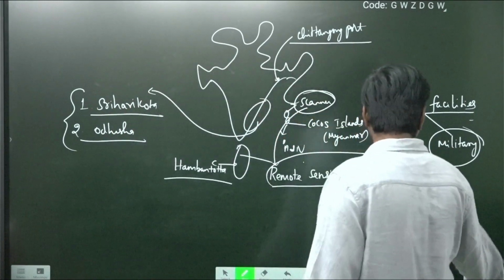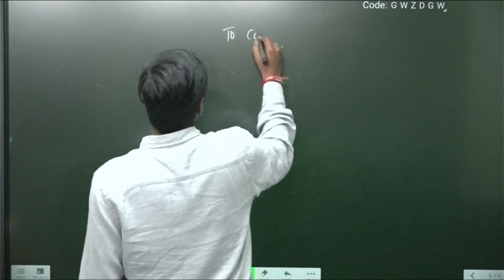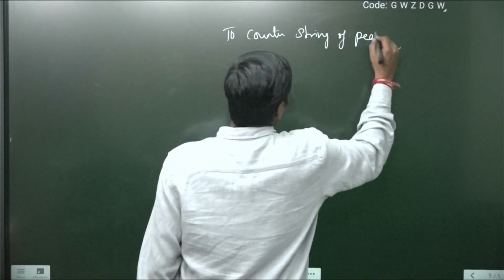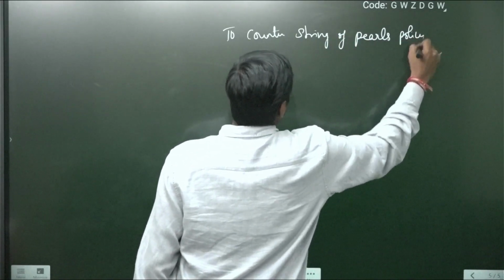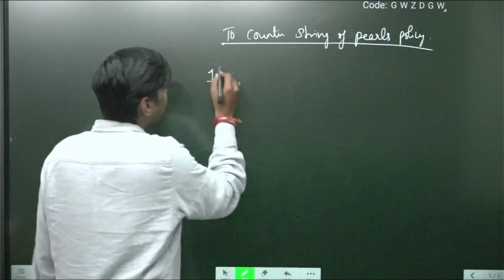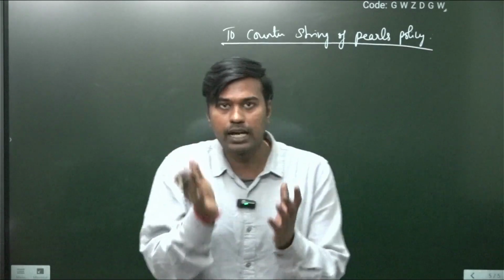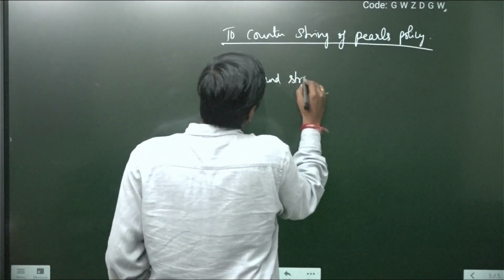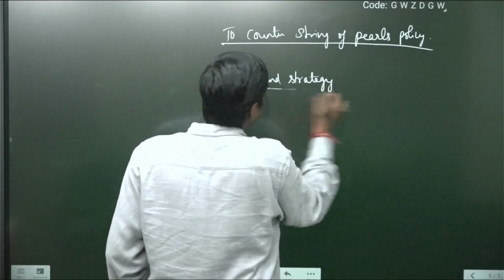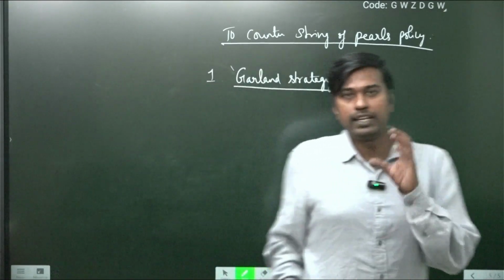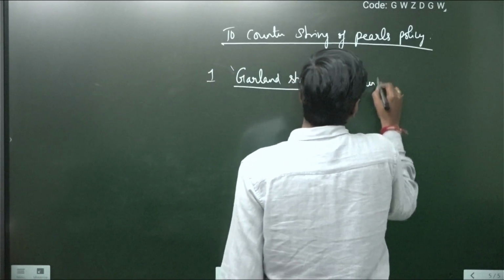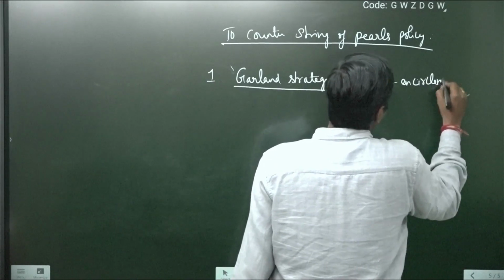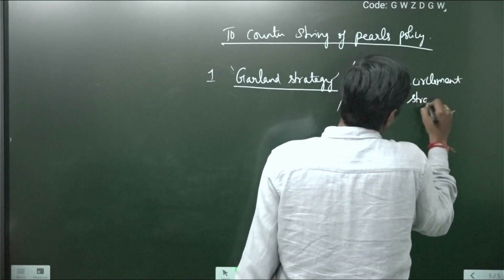So to tackle this, especially to counter the string of pearls policy, what is India doing? Number one, friends, we are coming up with something called the garland strategy. And this strategy is also referred to as the counter encirclement strategy. Why counter encirclement? Because China is trying to encircle India, so we wanted to counter that encirclement. So it is called the counter encirclement strategy.